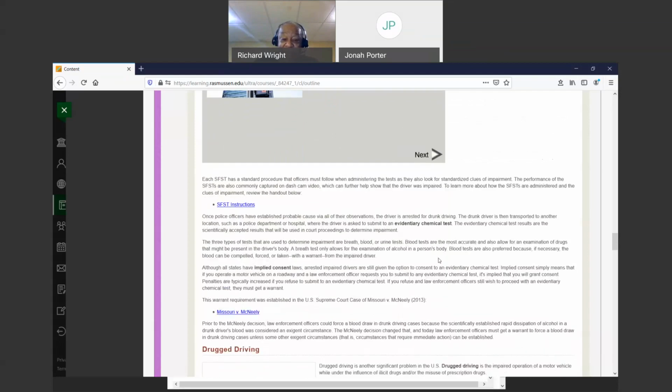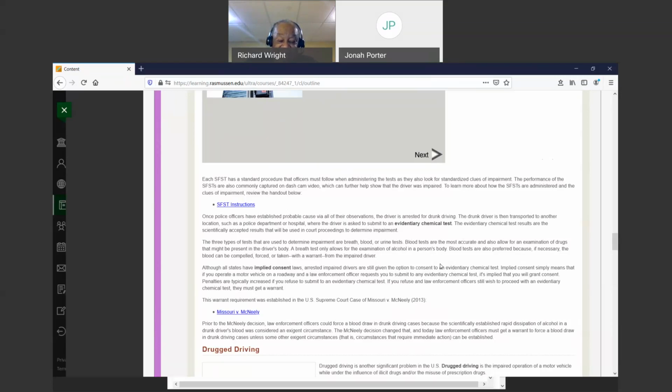So again, I've already kind of talked about this: when a person is stopped by the police and asked to submit to a chemical test, that is the blood alcohol, the test results are used in court proceedings to determine the extent of impairment. And states have, as I said earlier, what we call implied consent laws. If you do not submit to it, then you can have your license suspended, and penalties are usually increased as well.